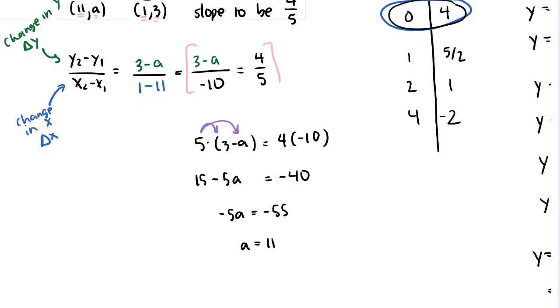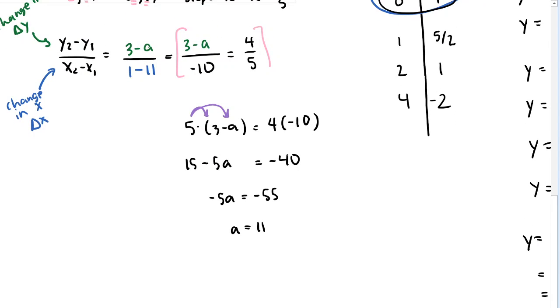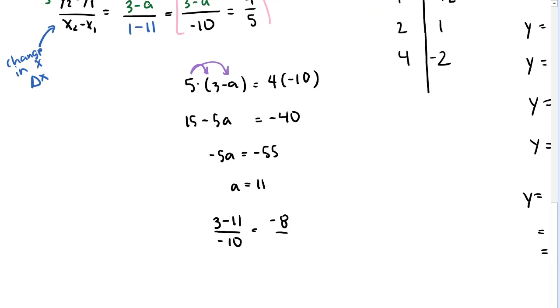And so that's what a needs to be: positive 11. Now let's double check that. If a is positive 11 here, what happens? We've got 3 minus 11 over negative 10. This gives us negative 8 over negative 10, which does reduce. If I divide the top and the bottom by negative 2, we get 4 over 5. And that's what we were asking for this slope to be: 4 over 5.